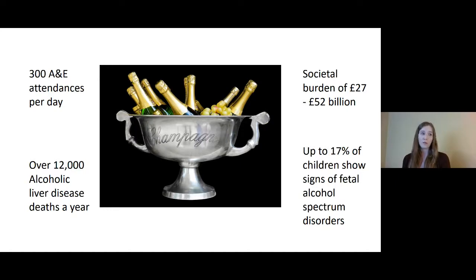We see over 12,000 deaths from alcoholic liver disease per year. Up to 17% of children, based on a recent study, show signs of fetal alcohol spectrum disorders, which is not fetal alcohol syndrome, but it's some of the traits that we see associated with that disorder. And Public Health England has estimated that the societal burden is somewhere between 27 billion and 52 billion pounds per year. So this is a huge problem. And yet, almost every health professional I know still drinks. So why is this?